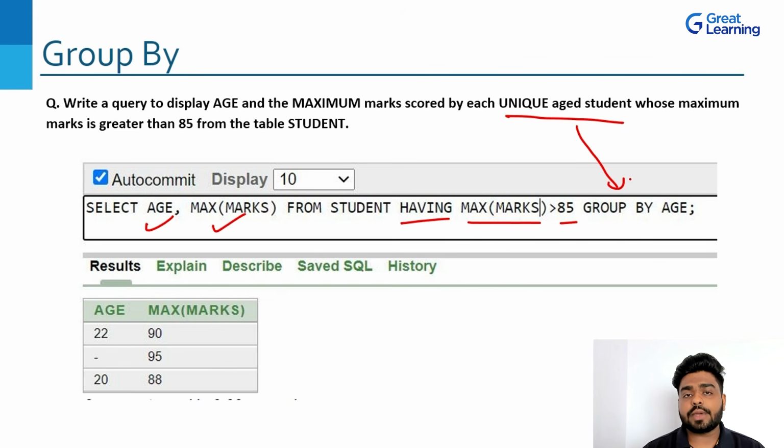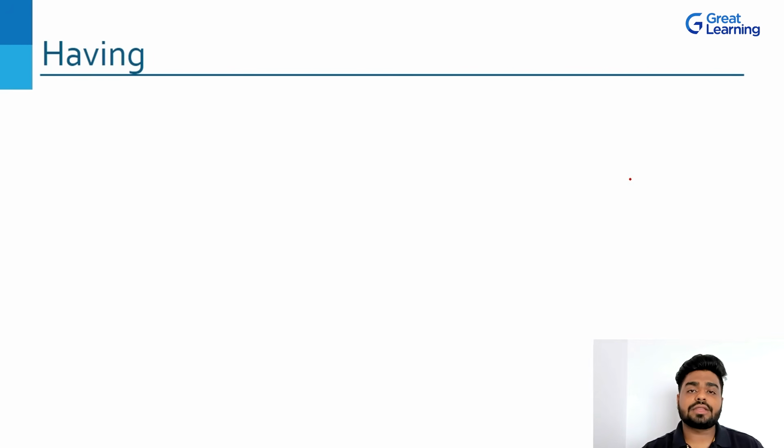We can't use where here, because for maximum marks greater than 85, we are using the having clause. We can't use where maximum marks is greater than 85, right? Because we are using group by also. Okay, let's not get confused. Let me tell you what is happening here.